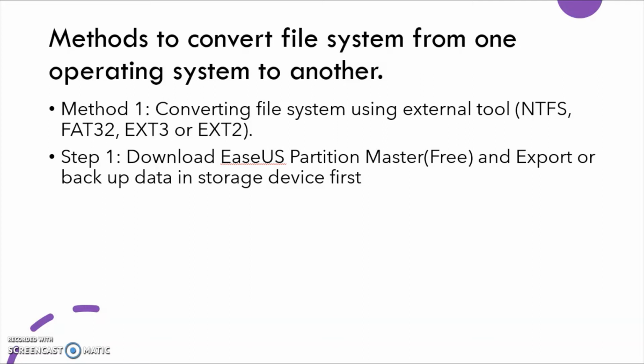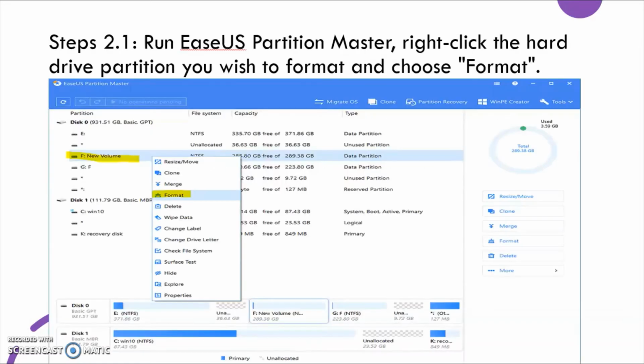Method 1: Converting the file system using an external tool, NTFS or FAT32, ext3 or ext2. Step 1: Download EaseUS Partition Master Free and export or back up the data in the storage device first. Step 2.1: Run EaseUS Partition Master. Right-click the hard drive partition you wish to format and choose Format.